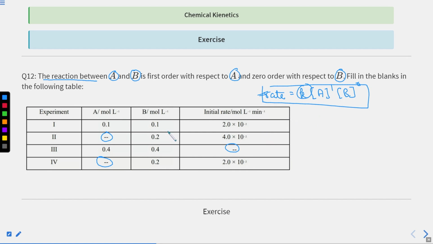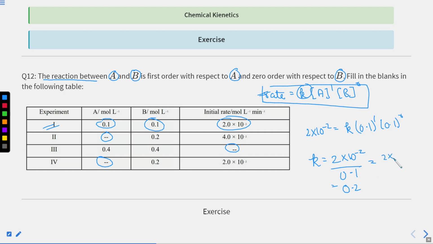For that we will take an experiment in which all of the things are mentioned. For experiment 1 you can see that A concentration is given, B is given, and the initial rate is given. Therefore we can write rate, that is 2 into 10 to the power minus 2, equals K. A is raised to the power 1, the concentration of A is 0.1, so raised to the power 1. Now B has a concentration raised to 0, that would give you 2 into 10 to the power minus 2 by 0.1, or 0.2. So the value of K is 0.2.